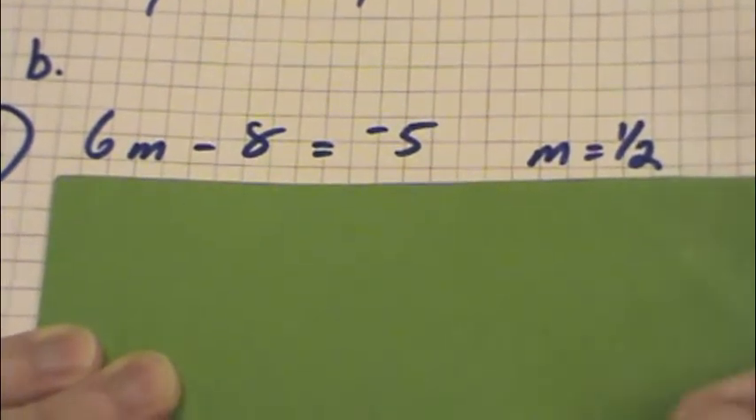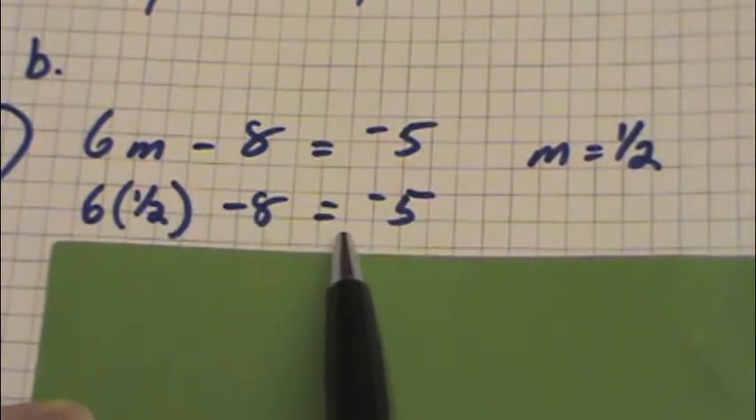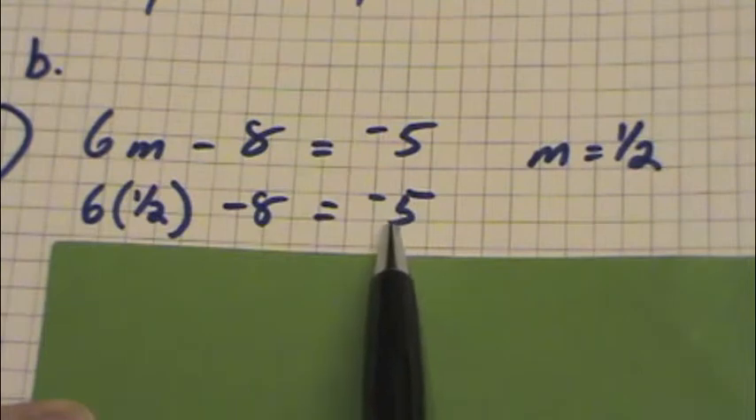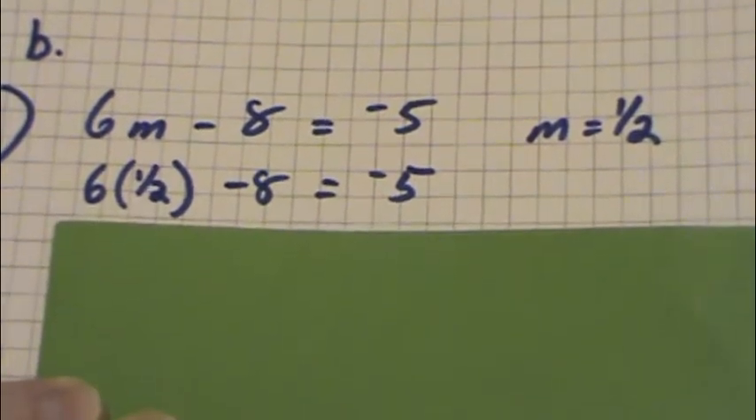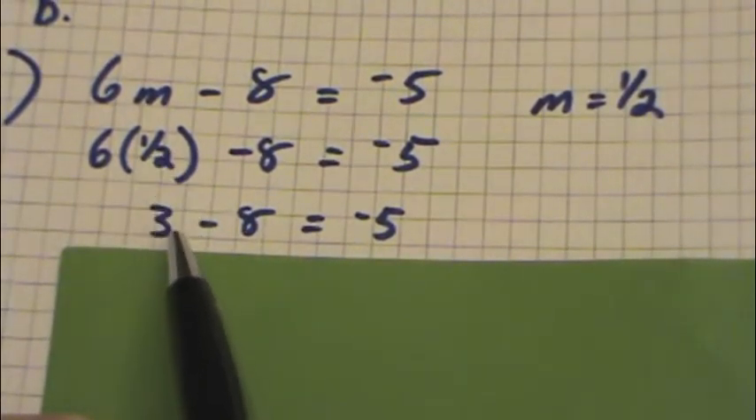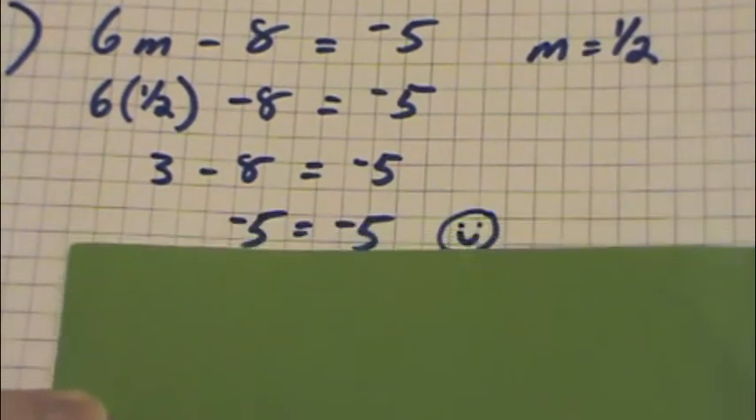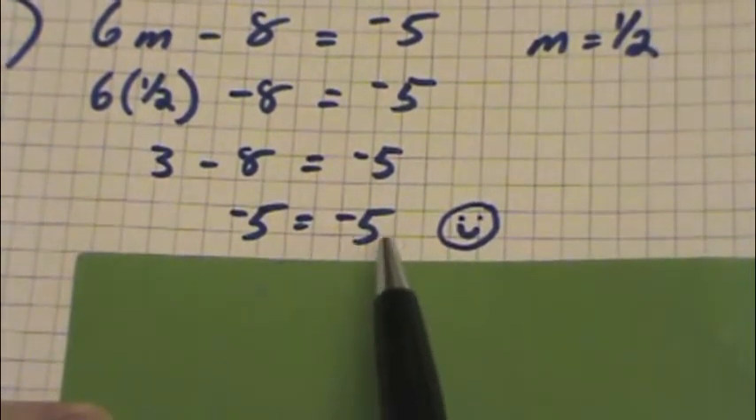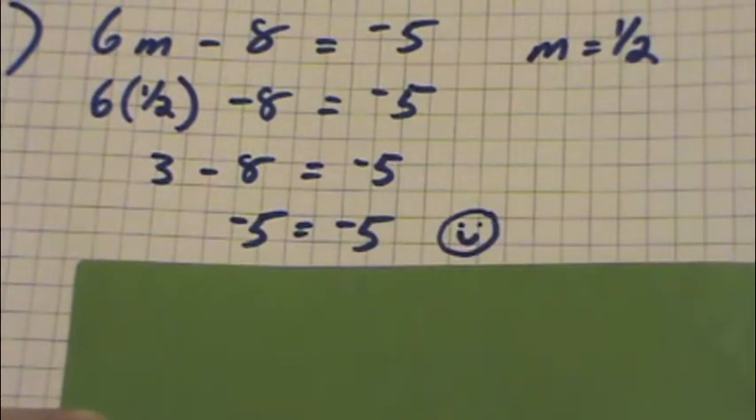So the next step looks like this. 6 times 1/2 minus 8 equals negative 5. See, the only thing I changed was I put 1/2 in here to replace the letter m, the variable m. Simplify. 6 times 1/2 is 3. 3 minus 8 equals negative 5. Does that work? It sure does. -5 is -5. Happy day! That is a solution to the equation.